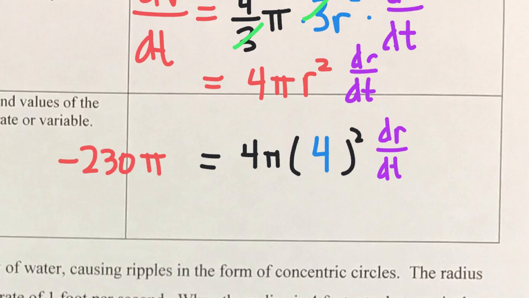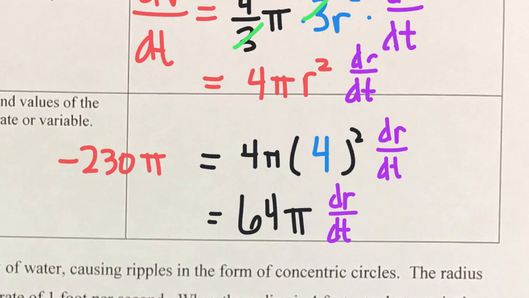Okay, let's math this out. 4 squared is 16. 16 times this 4 is 64. So on the right side we have 64 pi dr/dt. And on the left side we have negative 230 pi. So then to solve for dr/dt, we divide both sides by 64 pi.